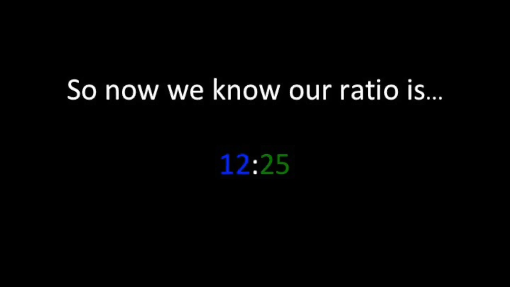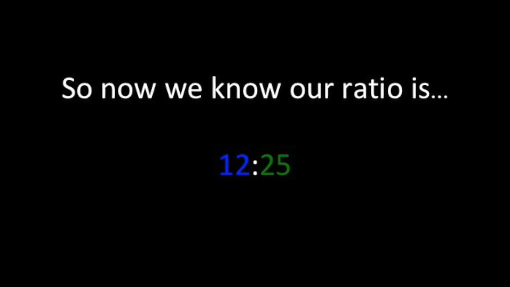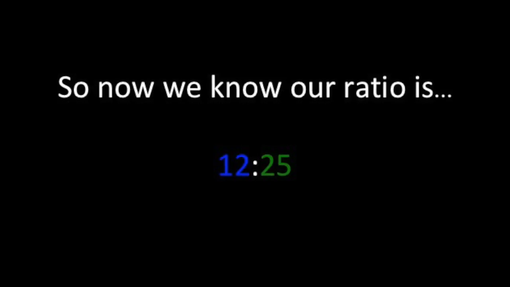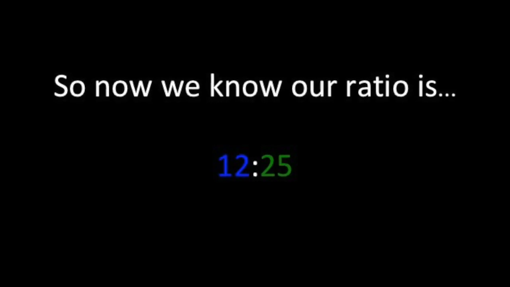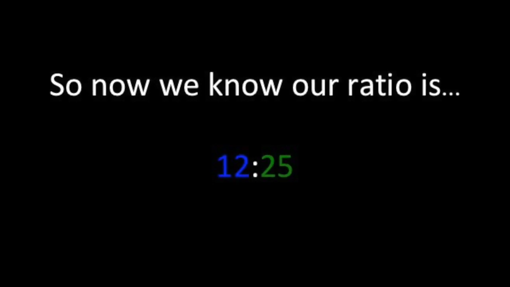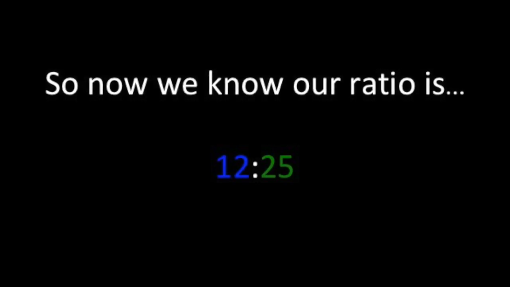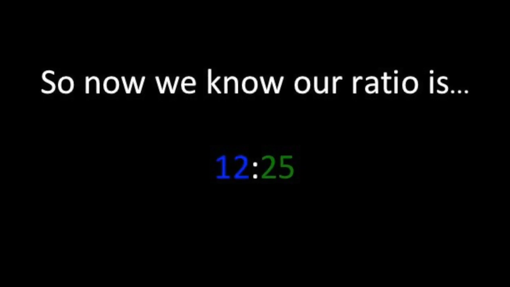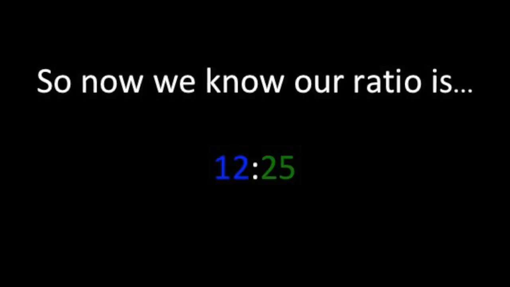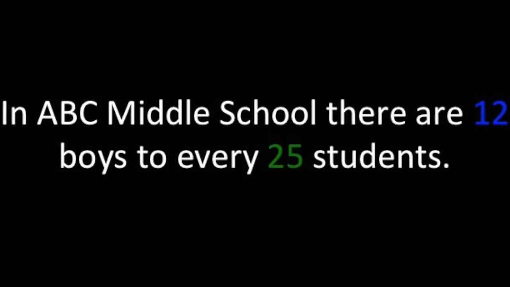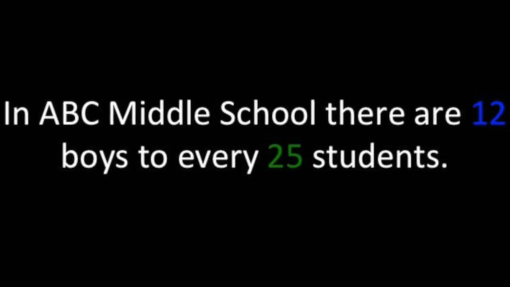So now what do we do with our numbers that we just found, 12 and 25? Now we put that into our new ratio. So now we know our new ratio is 12 boys to 25 total students. So in ABC Middle School, there are 12 boys to every 25 students.